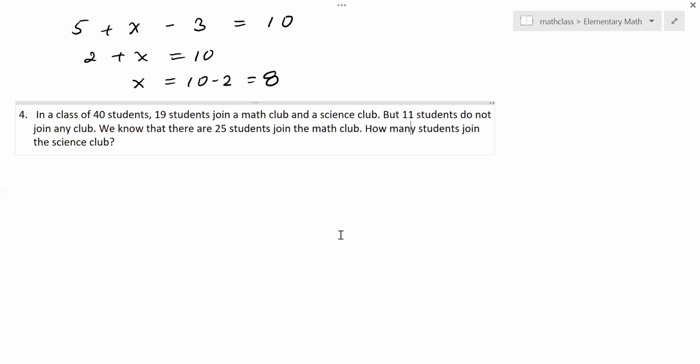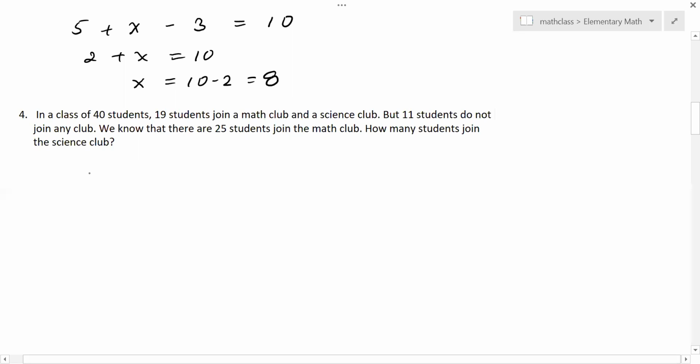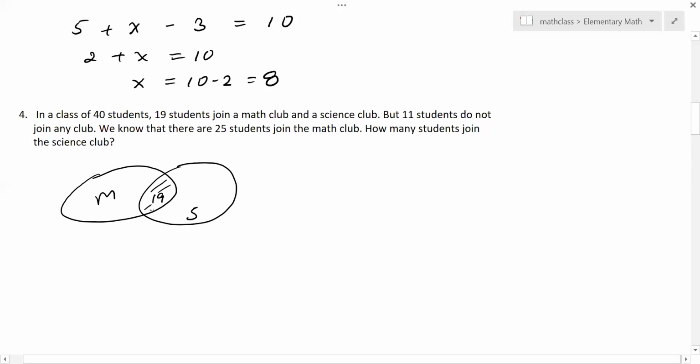Okay, so here's the point. How to draw the picture. So let's see, for the math club I use M, and for the science club I use S. Okay, so we have 19 students in both clubs. So here's 19. This is the intersection part, right?